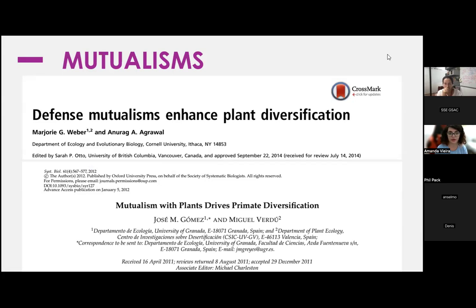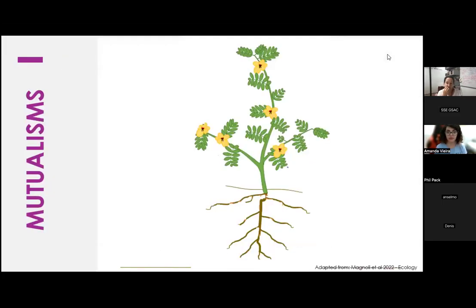Here we have two articles mentioning how mutualisms enhance plant diversification or primate diversification, but there are a lot of other examples showing this pattern. But also, mutualisms happen in plants. So I'm going to focus here on plant interactions, and plants interact with a bunch of mutualists at the same time.